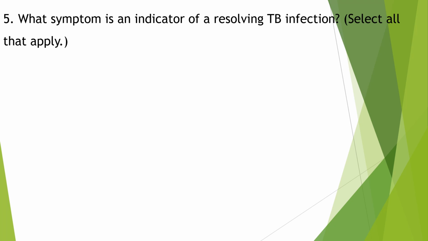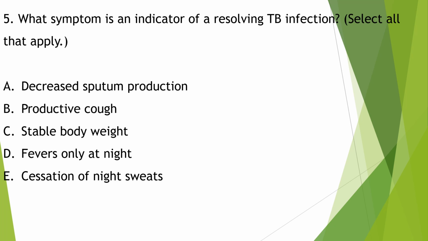What symptom is an indicator of a resolving TB infection? Select all that apply. Decreased sputum production, productive cough, stable body weight, fever only at night, cessation of night sweats. So the TB infection is resolving, as seen by decreased sputum production, then stable body weight, and the cessation of night sweats. The other two, productive cough and fever at night, show that there is TB infection and they show the symptoms of TB. Hope you understood this video.